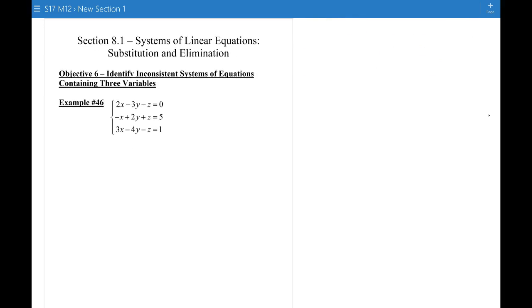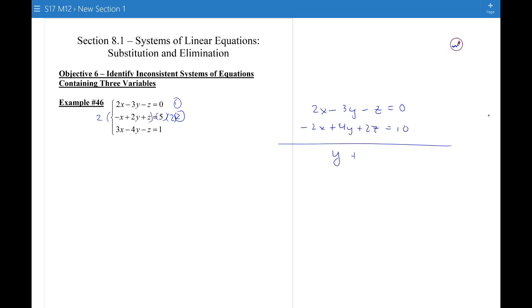Okay, so let's look at what happens if we have an inconsistent system. So I'm going to use equation 1 and equation 2 to eliminate the x. So I'm going to multiply equation 2 by 2, and I'm going to have 2x minus 3y minus z equals 0, minus 2x plus 4y plus 2z equals 10. Add these together, and I'm going to get y plus z equals 10.